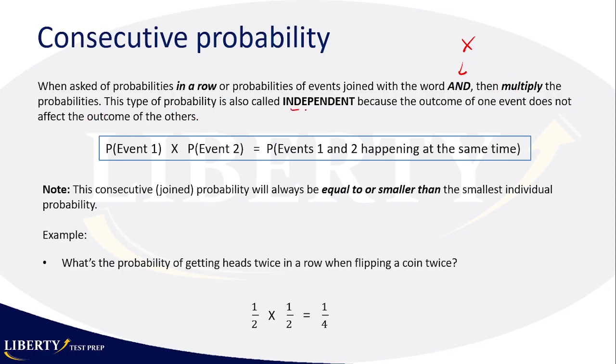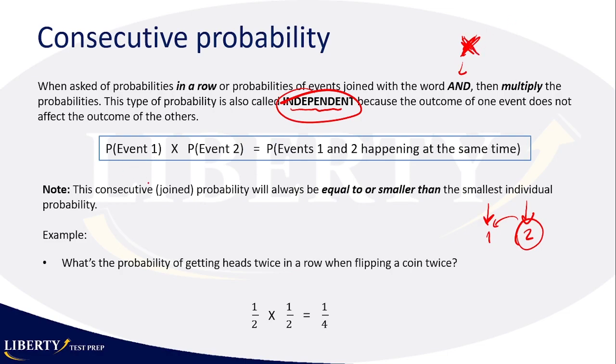This type of probability is also called independent because the outcome of one event does not affect the outcome of the others, right? So if you notice that you have, for example, event 1, and then event 2, and event 2 has nothing to do with event 1. I mean, basically, it's not affected by the result of event 1. Then that means that you have an independent probability, and you have to multiply, okay? That's the most important thing.